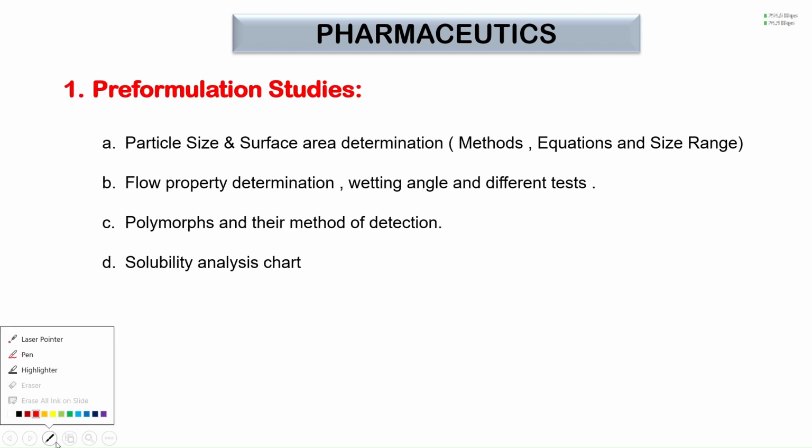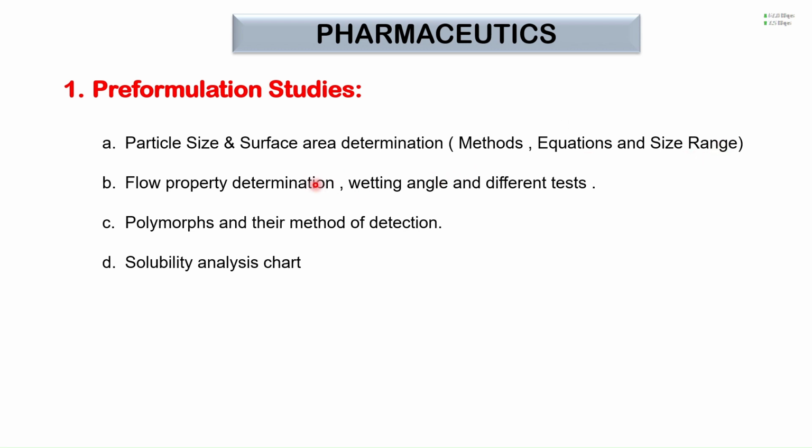Okay. So pre-formation studies is normally included in pharmaceutical technology, but I included them separately because these are very important. Okay. So particle size, surface area determination, methods, equation, and size ranges. These are very hot topics for exams. So particle size and surface area determination must be studied in detail. The different methods, and if you can get your hands on the merits and demerits of those methods, it will be very crucial. Don't skip the equation, and the size ranges.